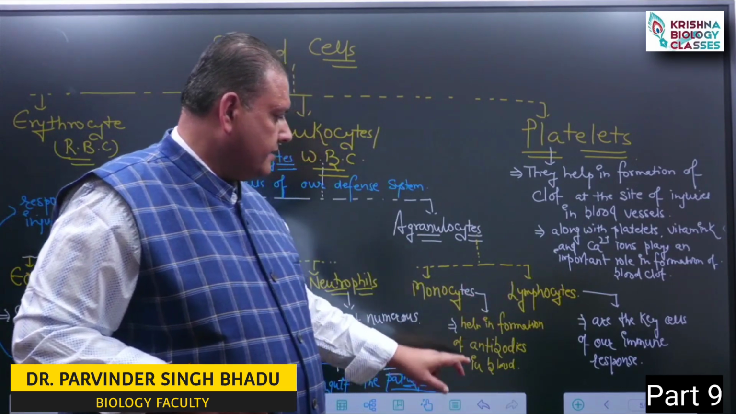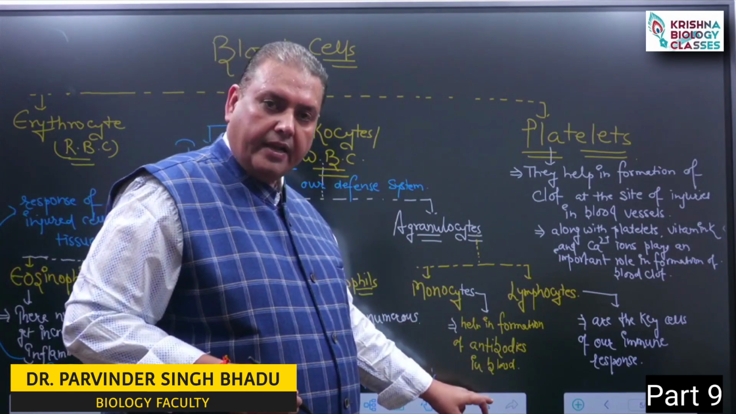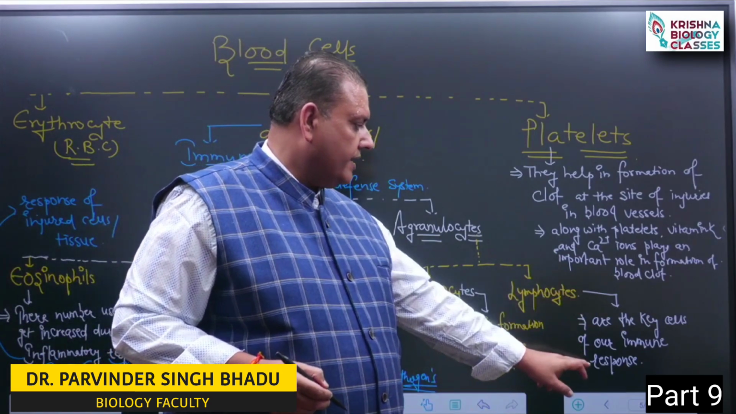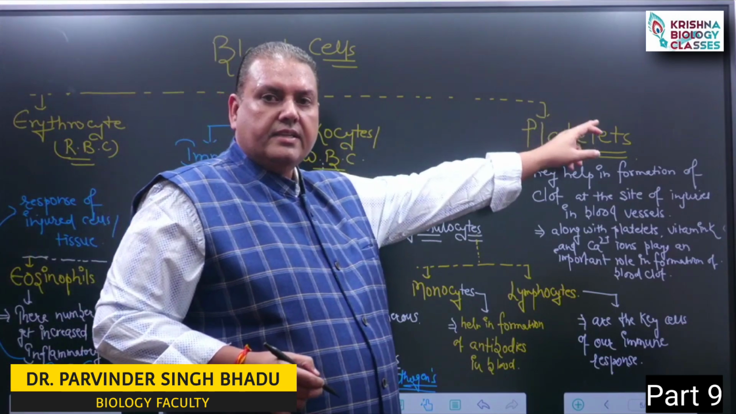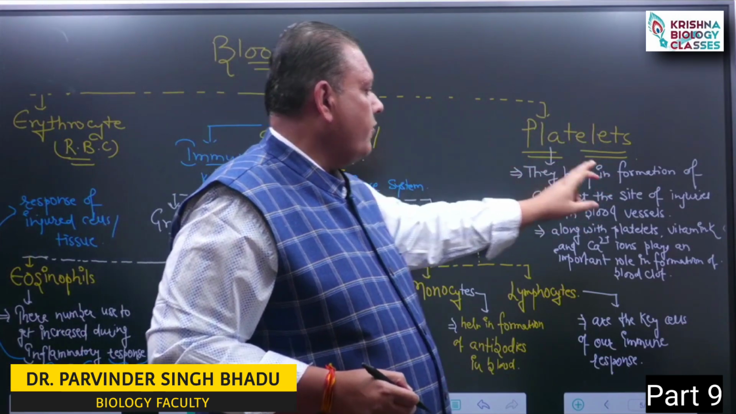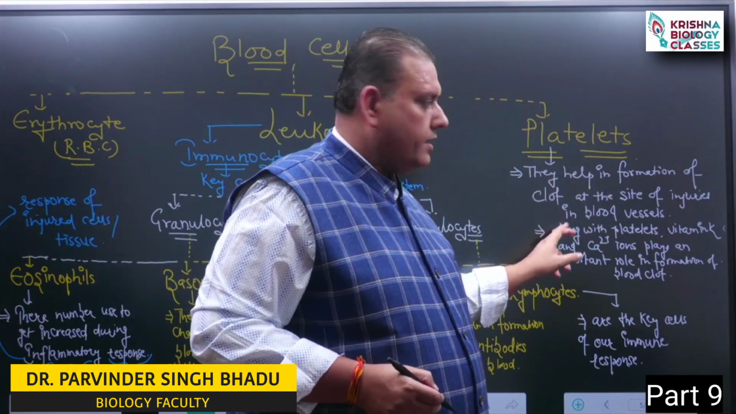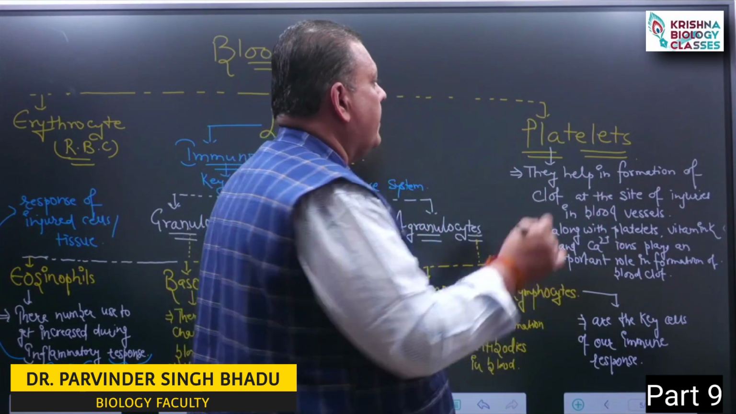Now, monocytes help in the formation of antibodies, and lymphocytes are the key cells of our immune system. And platelets help in the formation of blood clots at the site of injured blood vessels.